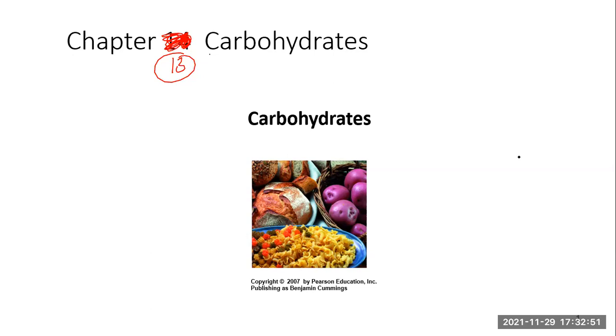And where we're going is actually in this book back a chapter. So we're going back now to chapter 13, which is carbohydrates. So these last few chapters, carbohydrates, lipids, and proteins, I believe.